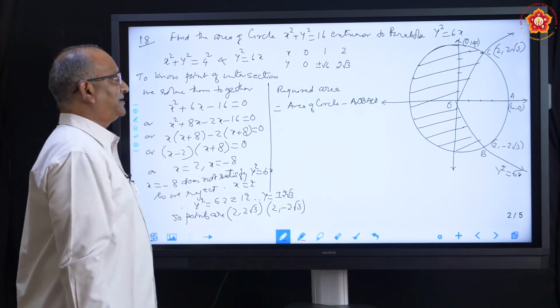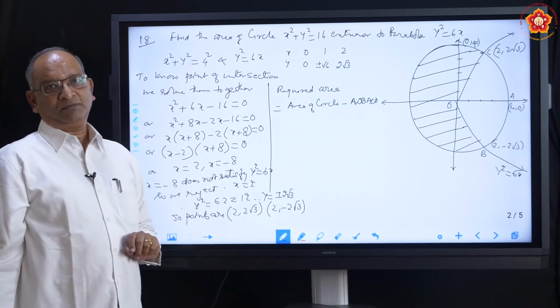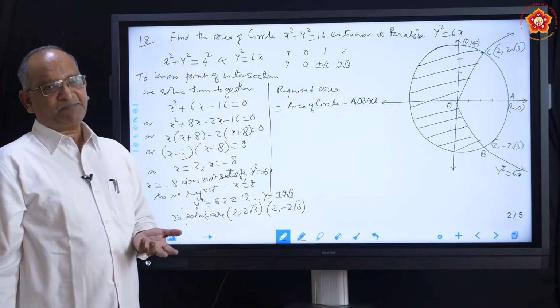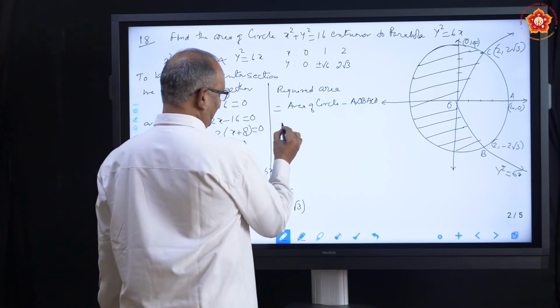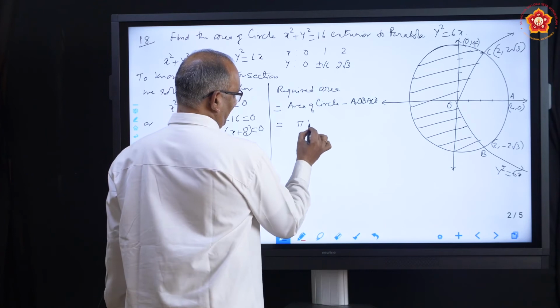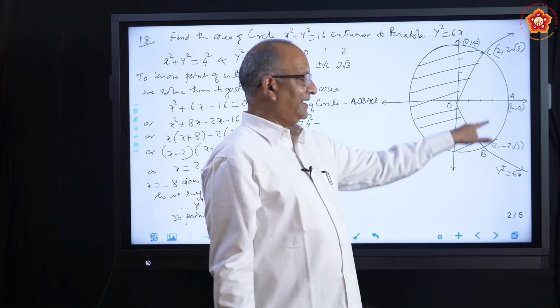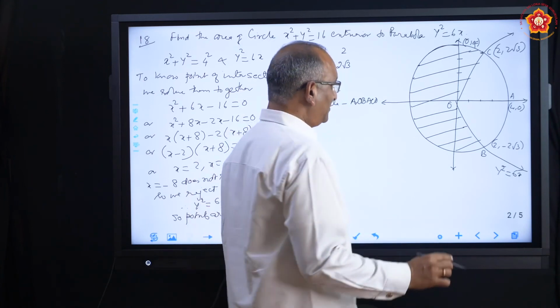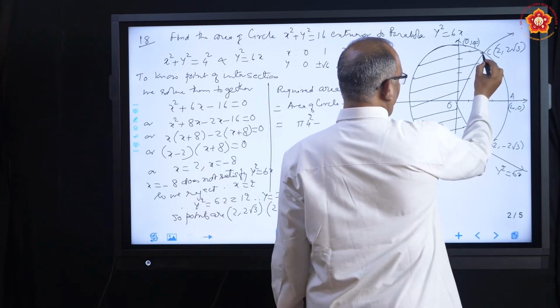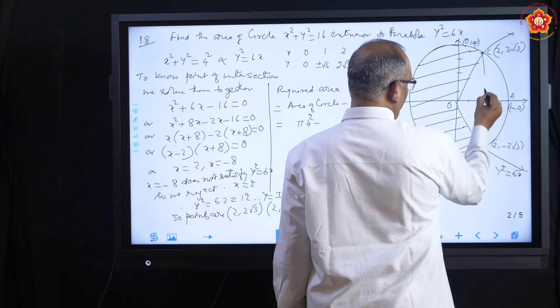What is area of circle? The radius is 4. So the area is pi r square. So you can say pi into 4 square minus. How to calculate this entire area? Just like the previous problem, what you do is you draw a perpendicular.